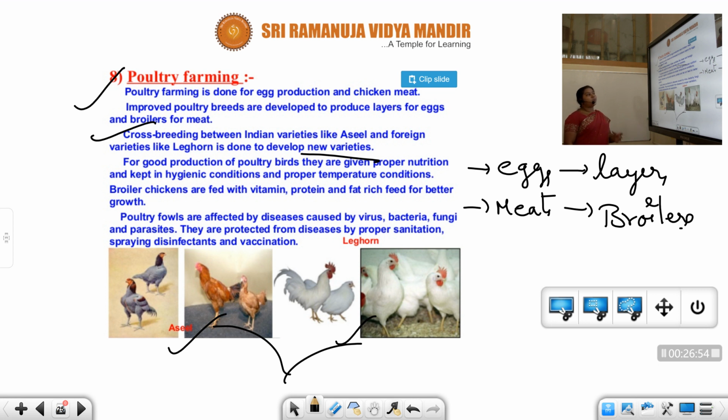For good production, poultry birds should be given proper nutrition and kept in hygienic conditions with proper temperature. Broiler chickens are fed with vitamin, protein and fat rich feed for better growth. They should grow well, right? Poultry fowls are affected by disease-causing viruses and bacteria, and bird flu is one of the viral diseases, right? They protect against disease through proper sanitation, spraying disinfectants and vaccination. So they will be treated very neatly, right?